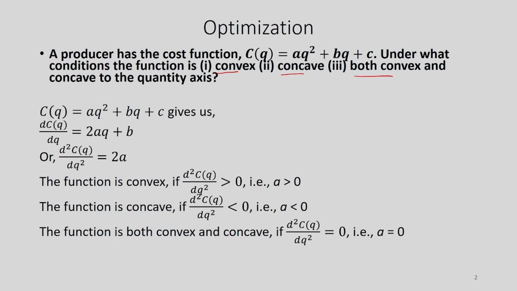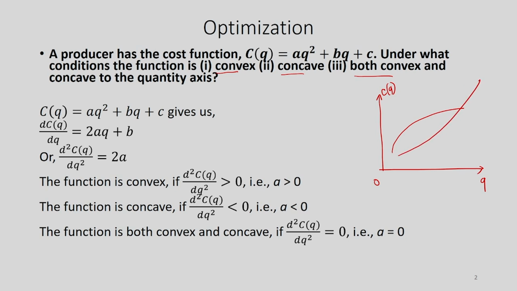Just to clarify what is meant by the quantity axis, if you recall, this is how a cost function might look. Q, that is quantity of output, is represented along the horizontal axis, and C(Q), that is cost associated with the different quantities, is represented along the vertical axis. So this function might look like this, or it could be something like this. It might have different kinds of shapes.